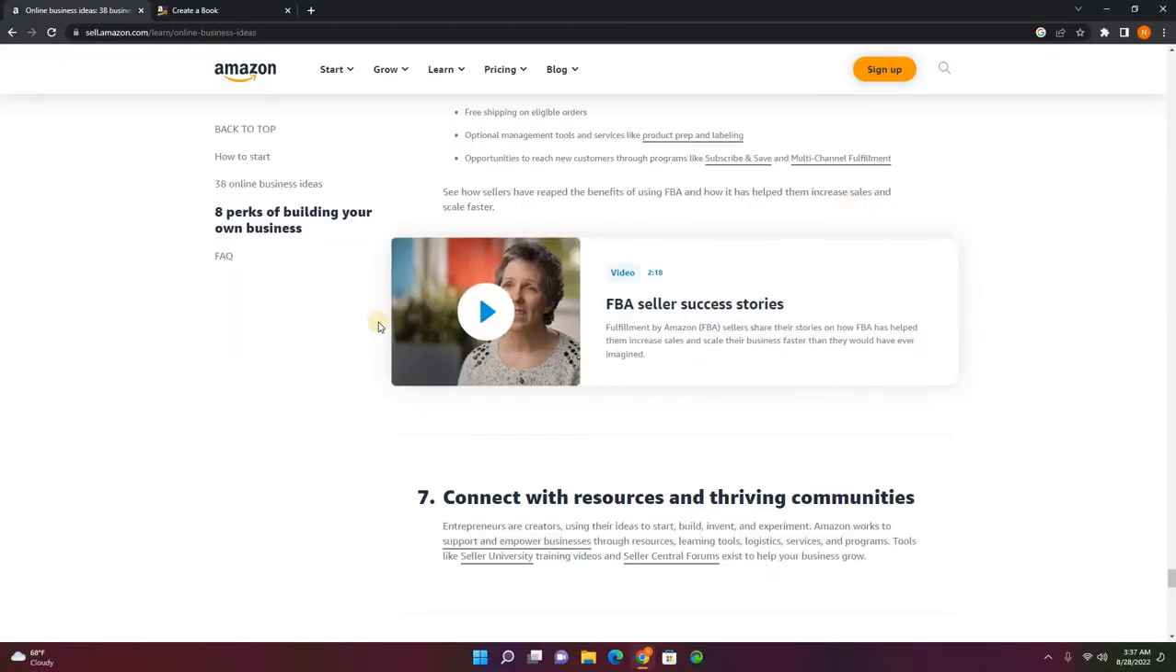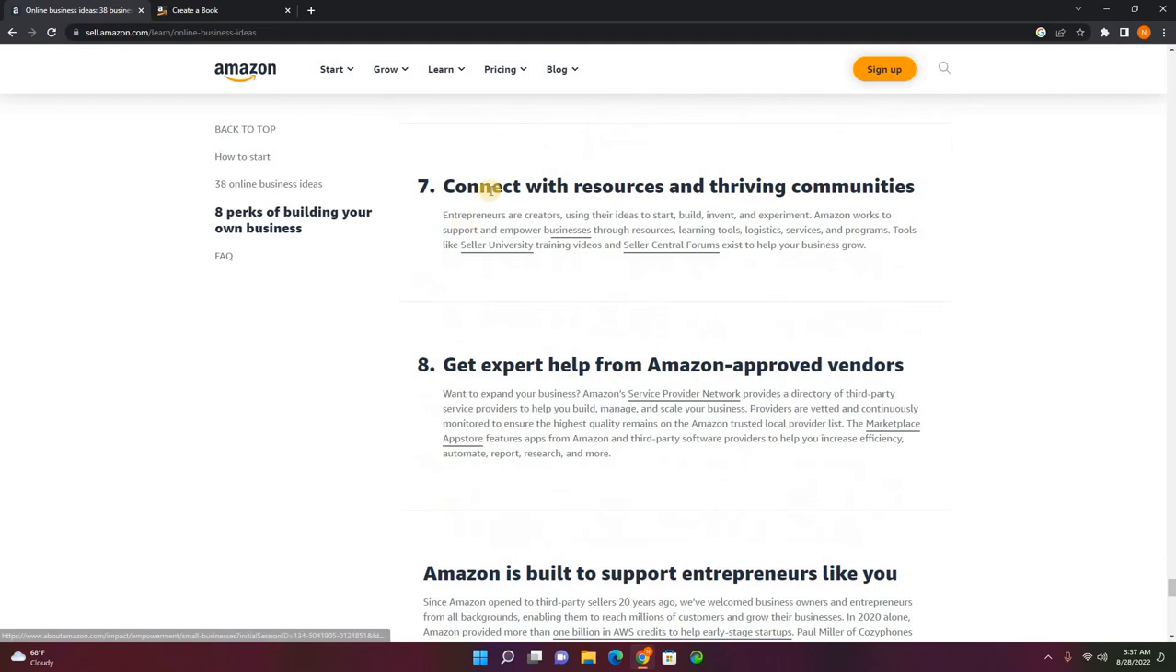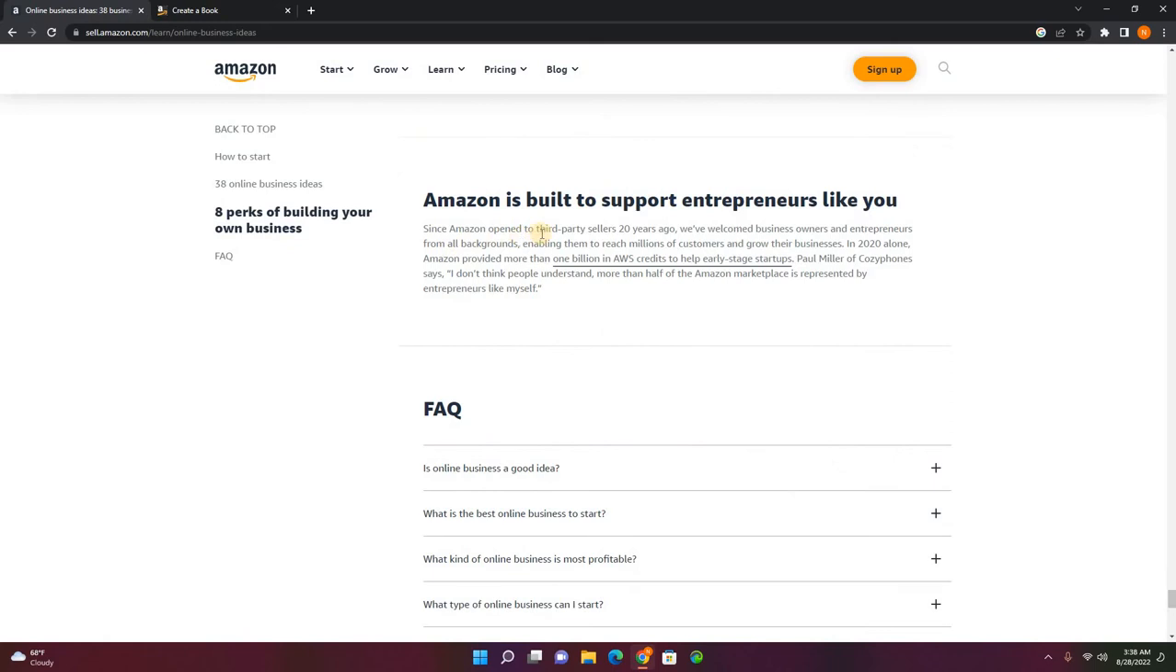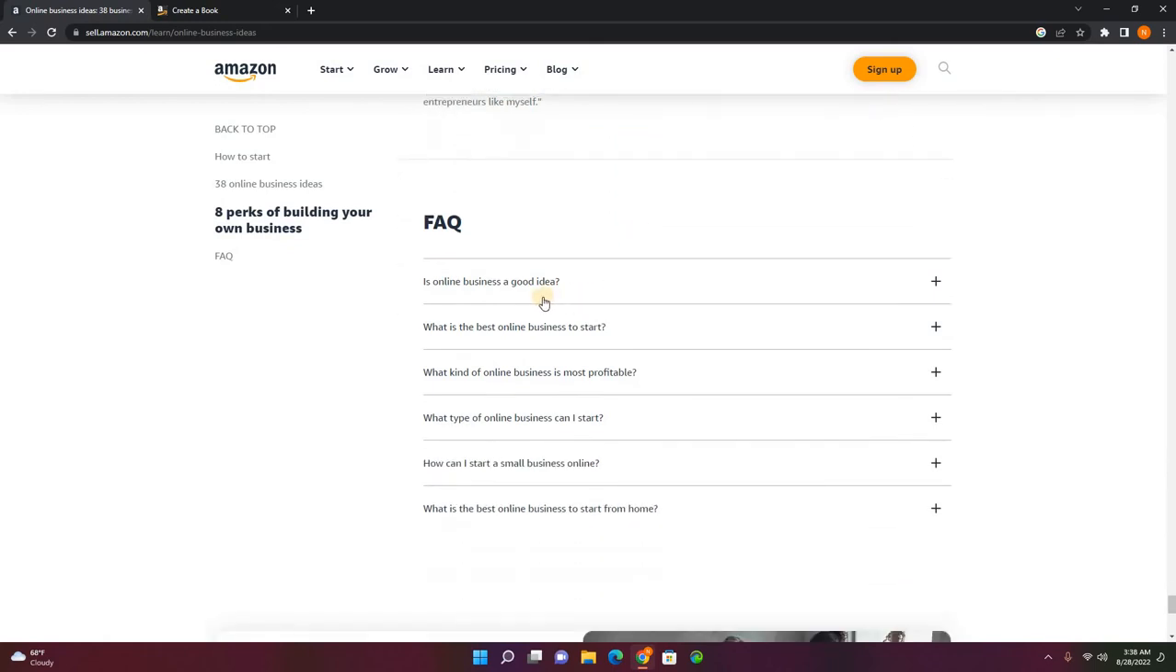Very nice information. Step 7, resources. Step 8, approval. Amazon is built to support, okay.